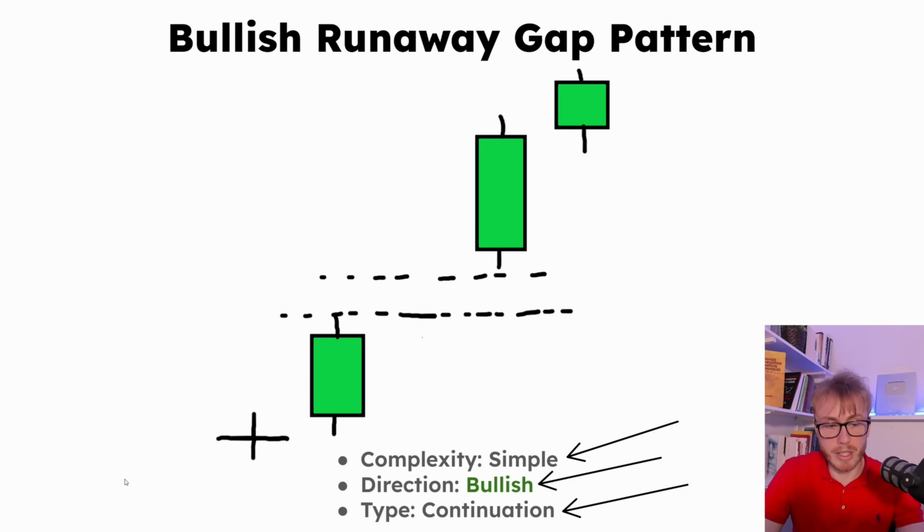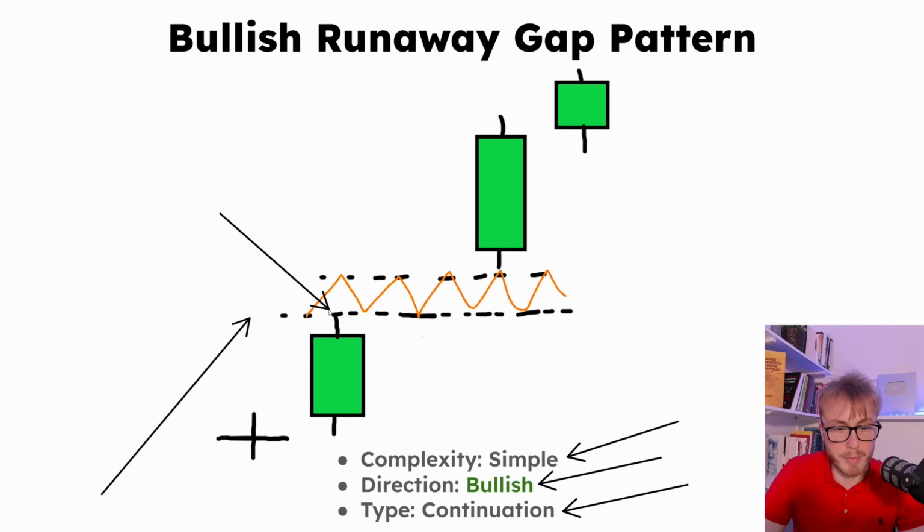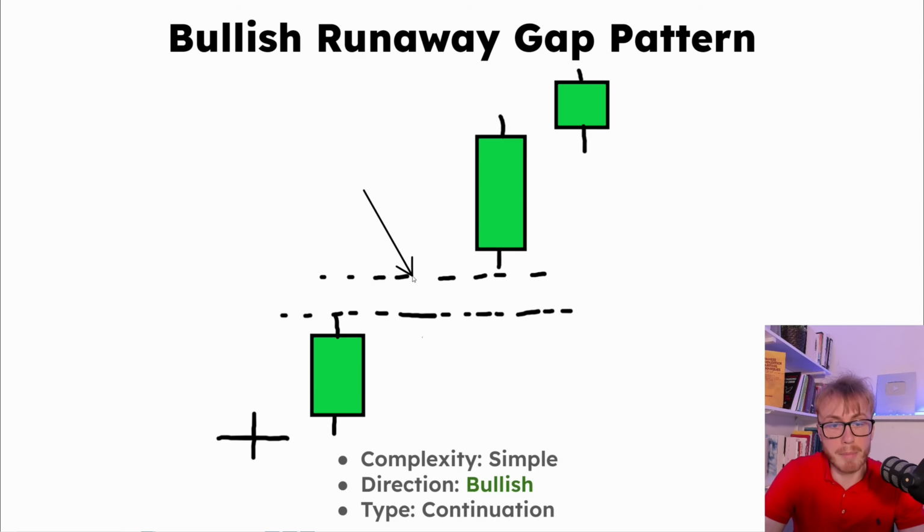All right, so identifying this pattern is actually pretty simple. All we need to look out for here is a move towards the upside, and then we want to see a gap. You can see this right here, the space in between the highest point of this candle and the lowest point of this candle is considered a gap. And this type of gap where we have nothing in between the candles, not even the wicks touching, is called a true gap. So what we're looking out for when it comes to the runaway gap here is that we want to see a true gap.